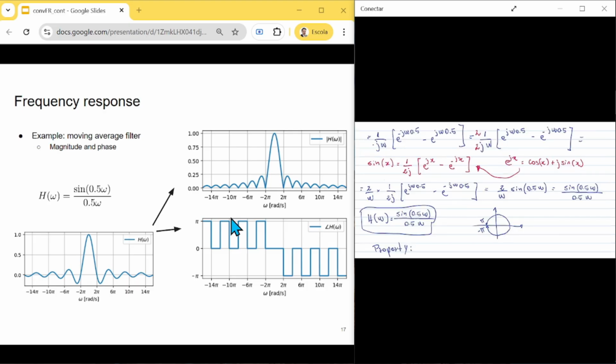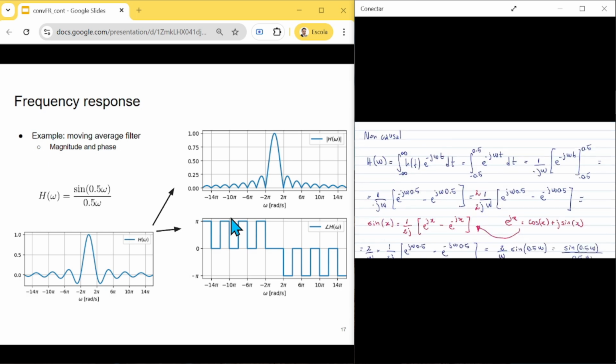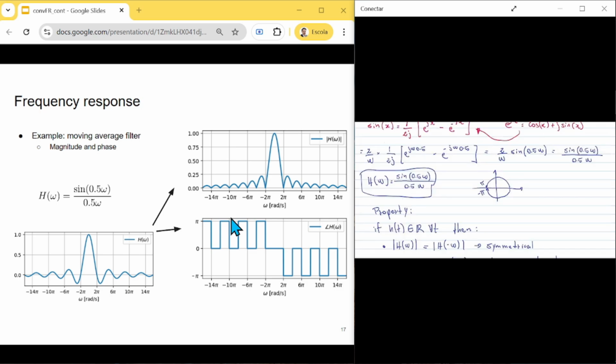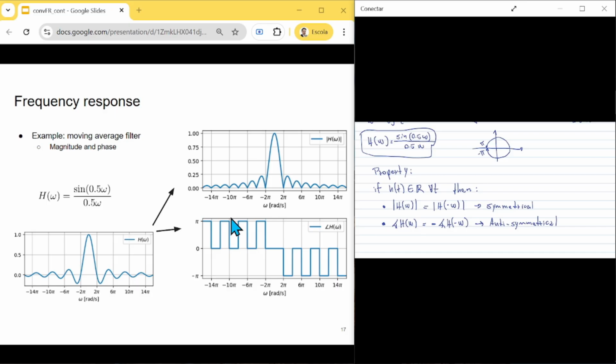And you can actually derive this property from the fact that this is multiplying cosine of omega t plus j sine of omega t. So this is an odd function, this is an even function, so this is anti-symmetric, this is symmetric. If you like, you can derive this property from the very formulation of frequency response. Okay, so we have here one example. We obtained a formulation for a frequency response.